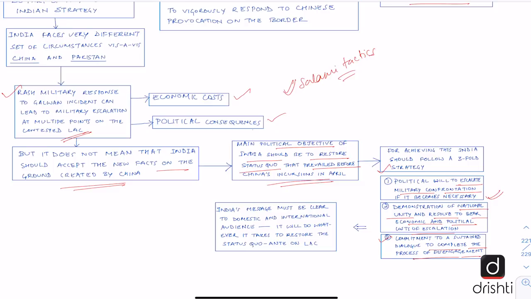Finally, the editorial says that India's message must be clear to both the domestic audience as well as the international audience that it will do whatever it takes to restore the status quo ante on the line of actual control, and it will not allow China to grab any more of its territory. So this was all in the key points of the editorial. Now let us look at the key concepts.